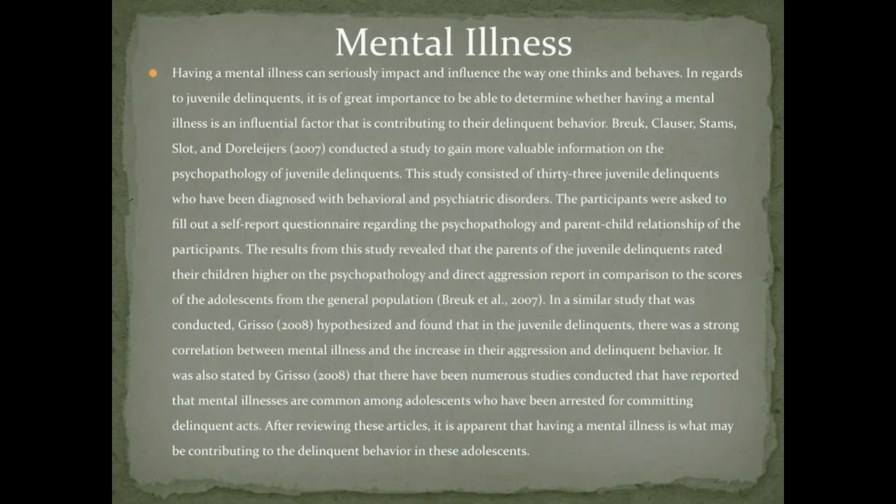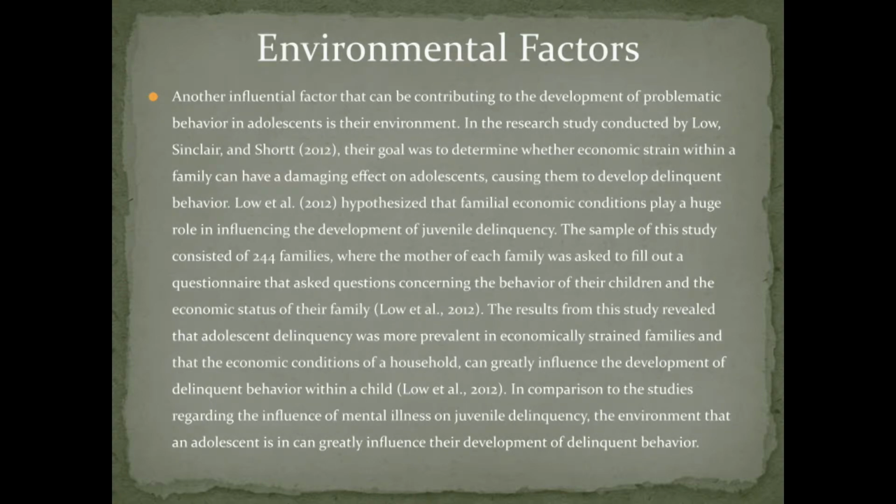In a similar study that was conducted, Grisso hypothesized and found that in juvenile delinquents, there was a strong correlation between mental illness and the increase in their aggression and delinquent behavior. It was also stated by Grisso that numerous studies have reported that mental illnesses are common among adolescents who have been arrested for committing delinquent acts. After reviewing these articles, it is apparent that having a mental illness may be contributing to the delinquent behavior in these adolescents. Alright, so the second factor that we will be reviewing is environmental factors.